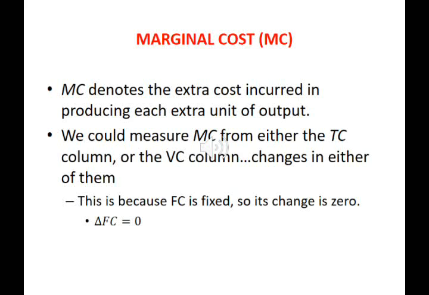So it is the change in the total cost when one more unit of the good is produced. Or in other words, marginal cost denotes the extra costs incurred in producing each extra unit of output. So when we produce one more unit of output, how does the total cost change? This is what we mean by the marginal cost.